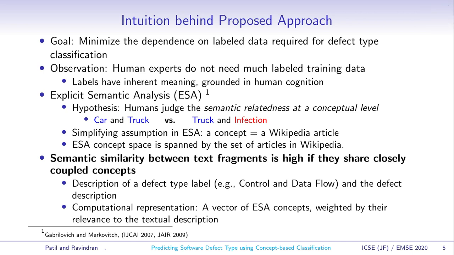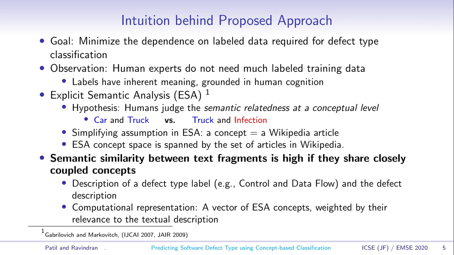Our approach is motivated by the observation that human experts do not need much labeled training data for the defect classification. A plausible explanation for this is suggested by Gabrilovich under the explicit semantic analysis framework. ESA is based on the observation that humans judge the semantic relatedness at a conceptual level. For instance, we treat car and truck as more similar than say truck and infection.